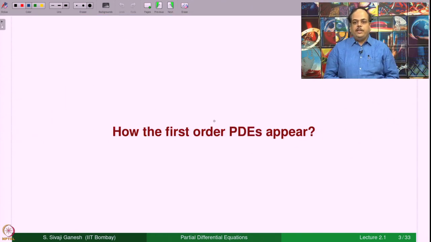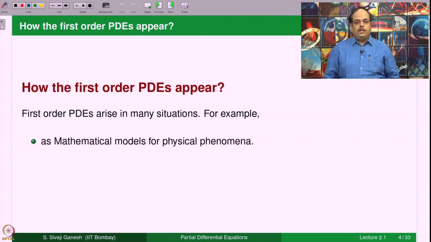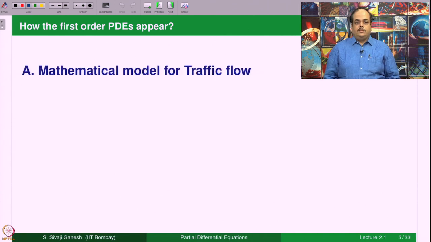Now, how do the first order PDEs appear? First order PDEs arise in many situations. We are going to just see two instances. The first one being a mathematical model for a physical phenomenon. In fact, what we are going to see is not really a physical phenomenon, it just models the traffic on a highway. And then we see them as equations satisfied by some mathematical objects. So, this is the physical model which we are going to look at today, a mathematical model for traffic flow.